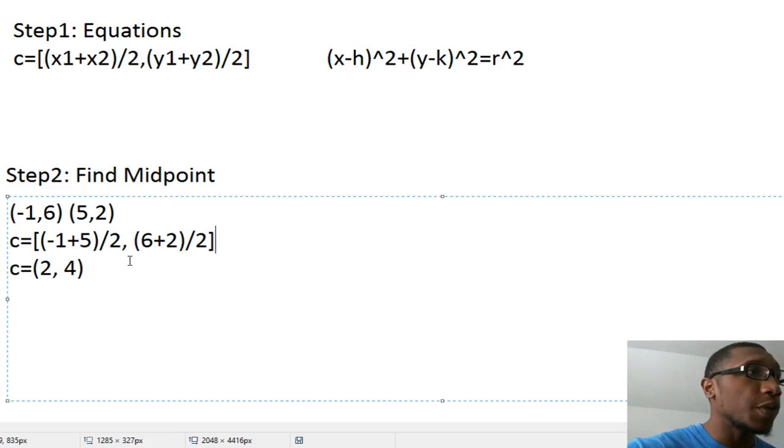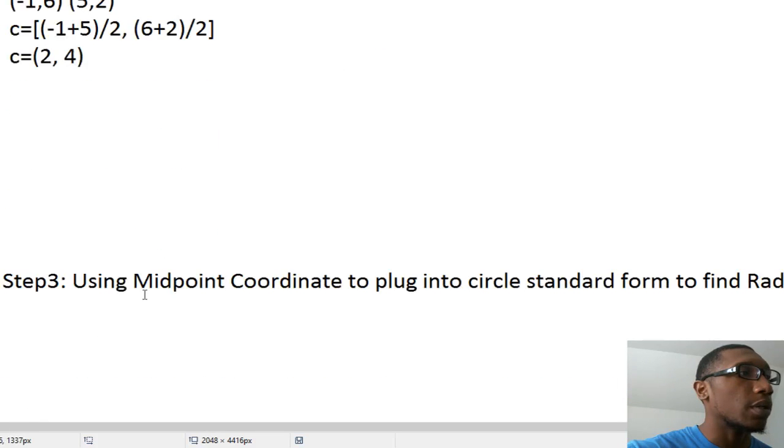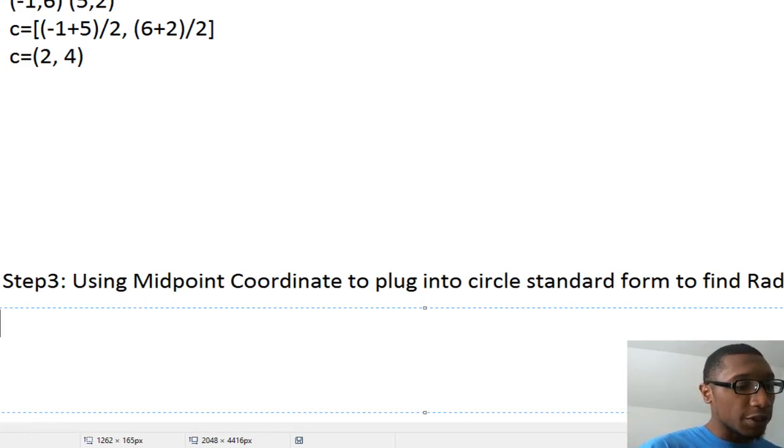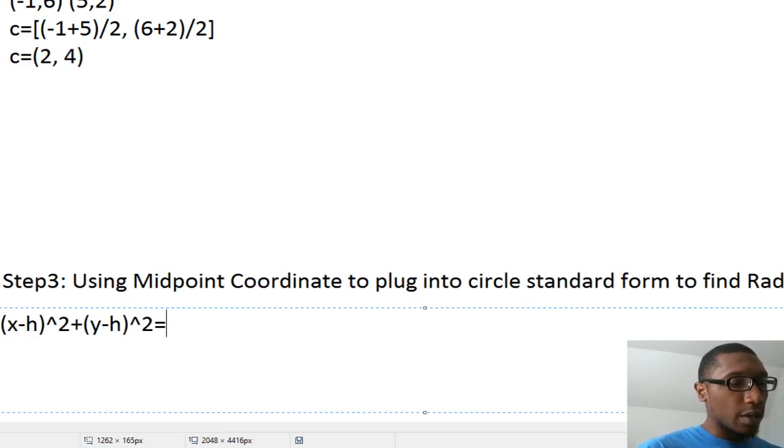Now, what you want to do is take that midpoint, step 3. Let me scroll down real quick. There we are. Step 3, using your midpoint coordinate, you're going to plug it into the standard form of a circle to find the radius. All right. So standard form of a circle is x minus h squared plus y minus h squared equals r squared.